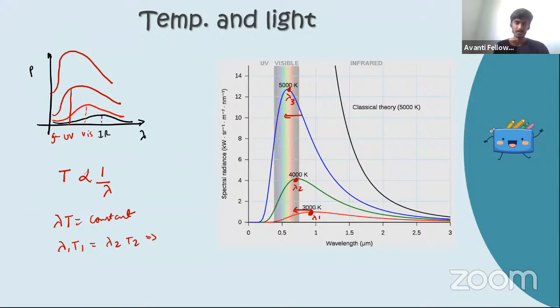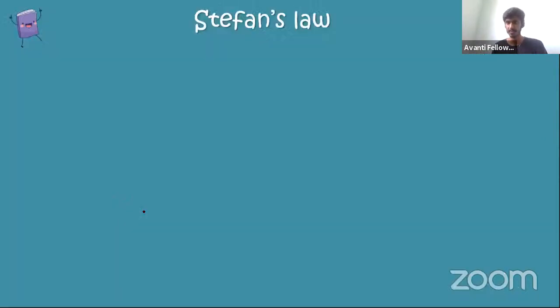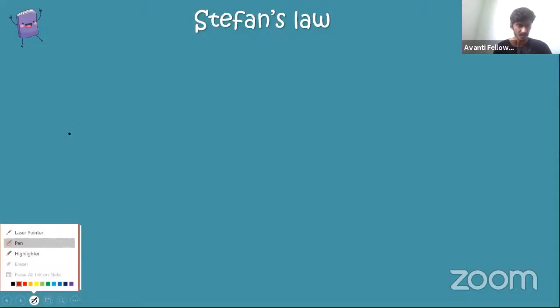Okay, lambda1 is equal to lambda2. Lambda is the wavelength, T is the temperature for different situations. Okay, and then we have one very simple law. One simple law is called Stefan's law.